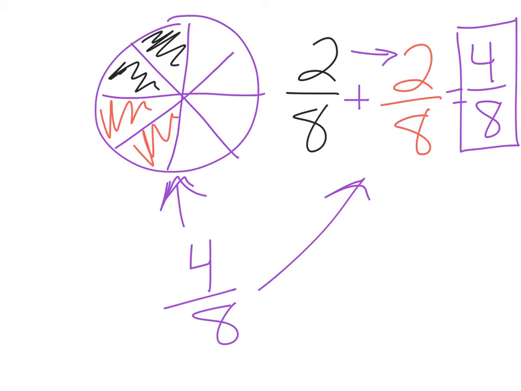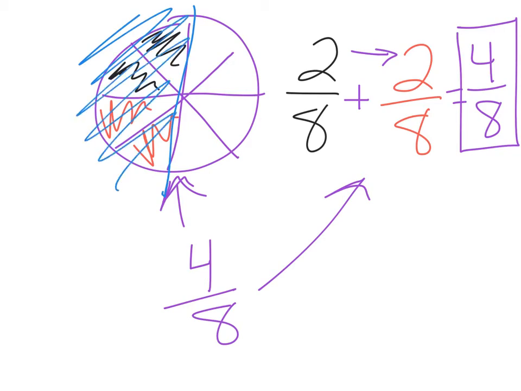Now, looking at this 4/8, you guys probably looked at that board and went, wait, she's not finished. And you're right, I'm not finished. 4/8 we know can reduce. As I mentioned earlier, we want to reduce every chance we get. We want to reduce at the end of every single problem. Looking at this pizza, we know 4/8 totals up to be about half of this pizza. We know that that's 1/2.